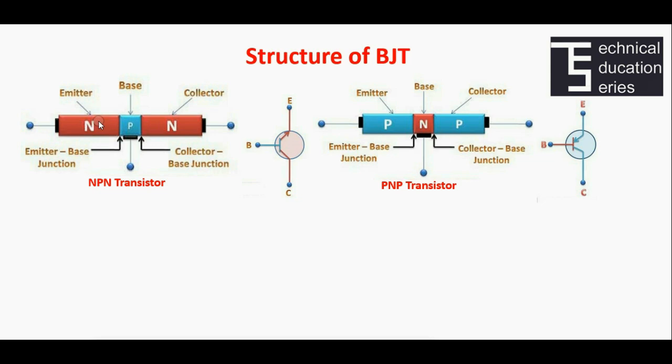The function of the emitter is to inject the current carriers to the collector via the base. And the function of the base region is to pass the current carriers and also control the current carriers. And the collector is actually meant to collect the current carriers from the emitter.